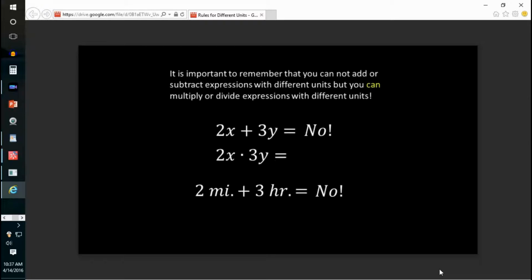But in algebra, remember, if we have 2x times 3y, we can say that that is 6xy using our rules. We can multiply the number factors together. And in the same way, if we have 2 miles times 3 hours, we can multiply the number factors together to be 6, and the units can be indicated as multiplying together as mile hours.